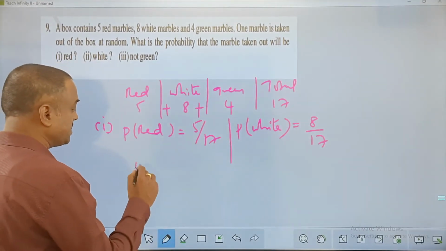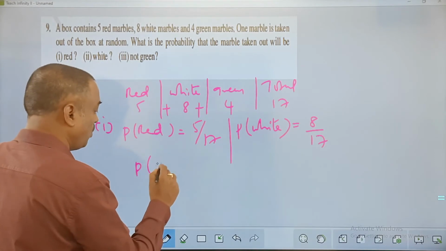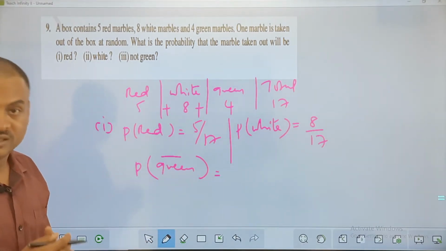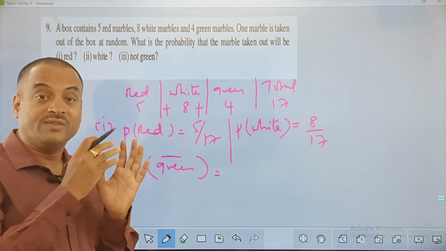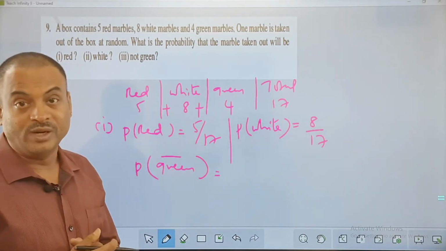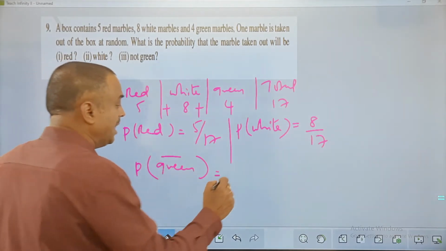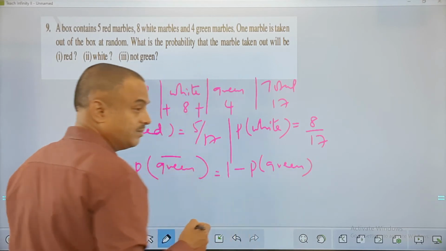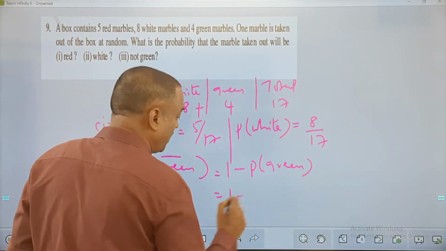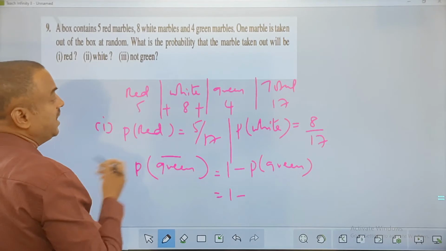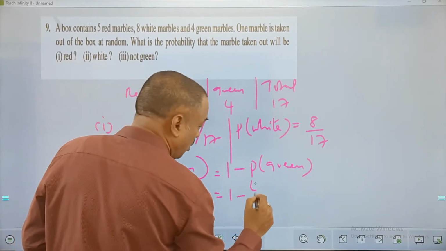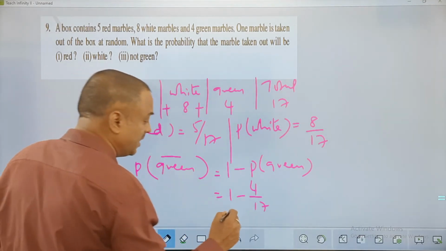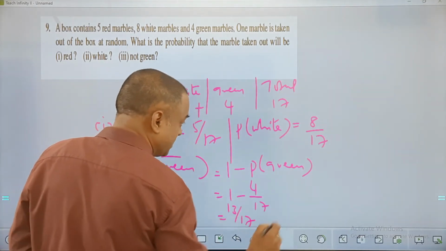Now the question is not green. So I need to take the green complement. Again, 2 methods. Find the probability of getting green and then take its complement. That is one method. 1 minus the probability of getting green. Green balls are 4 out of 17, so my final answer is 1 minus 4 by 17, which is 13 upon 17.